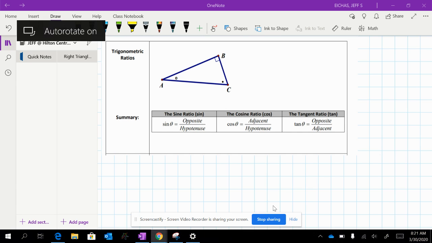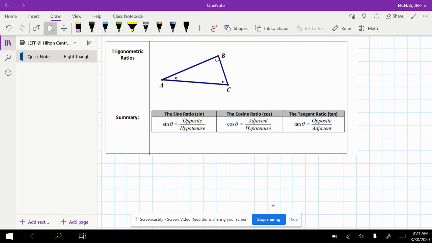Welcome back to our third video on trigonometry, right triangle trig specifically. This is now in your notes packet on page 70.